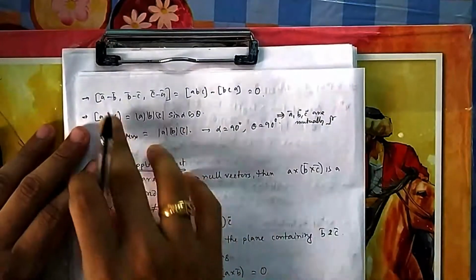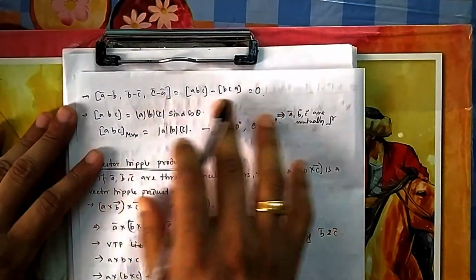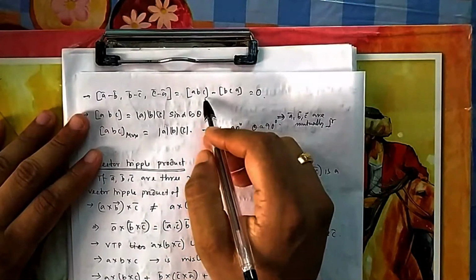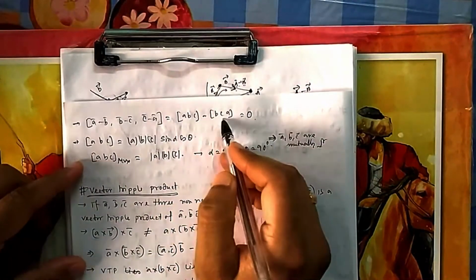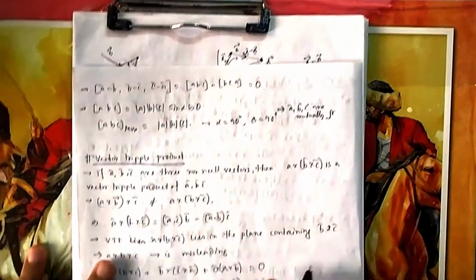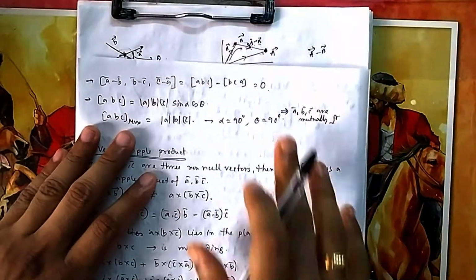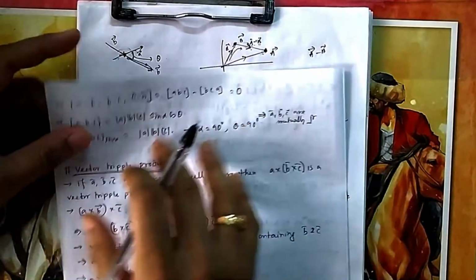Now what is this one? A minus B, B minus C, C minus A. If you open it, all the in-between terms will be 0. It will be ABC, then the next one will be minus BCA. ABC and BCA are the same, so here it will be 0. So A minus B, B minus C, C minus A is 0. It is not like the earlier case, so don't get confused with this one.